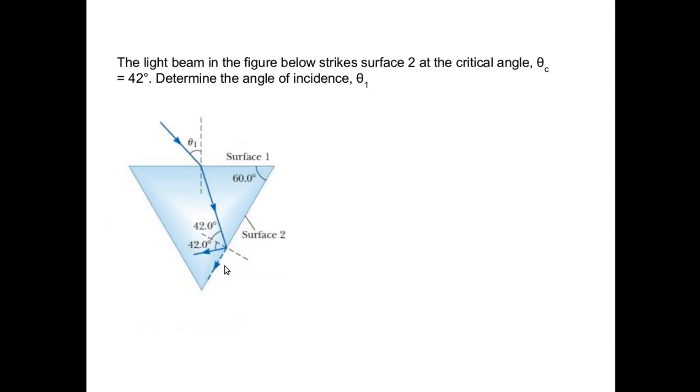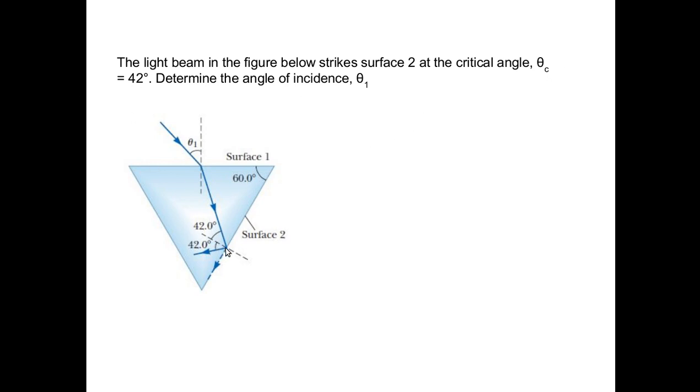We have another prism example. So this works kind of backwards, and we don't have a lot of information here. We have a light beam that enters a prism at an incident angle theta 1, which is what I'm being asked for. That's unfortunate, so we're going to have to work backwards here. It strikes surface 2 down here at the critical angle. So we are given the critical angle.